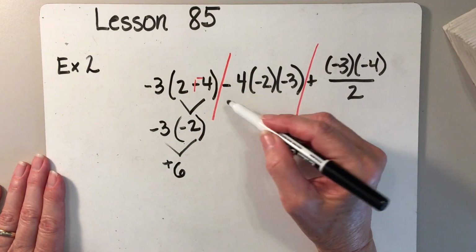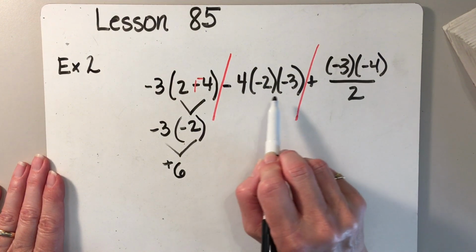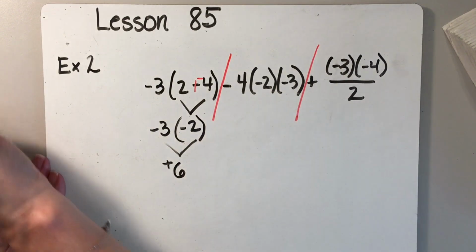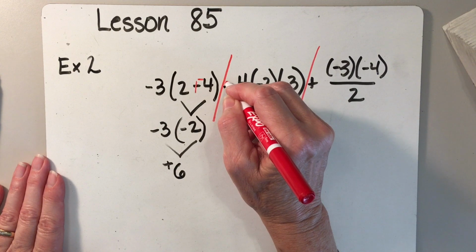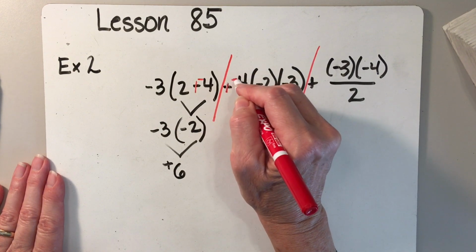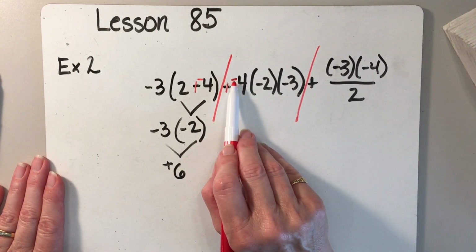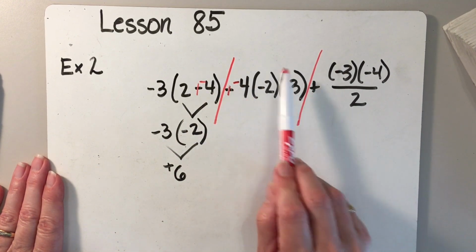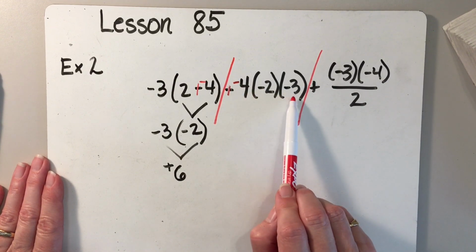Now we're going to take care of this term right here. Okay, so this is just all multiplication. There's no addition on there at all. Again, I'm going to change that. This is a minus sign. So we're going to change that to addition and change the next number to its opposite. It was positive. There was really no sign there, but it was positive. So now it's a negative. So what we have here on this term right here is negative 4 times negative 2 times negative 3.